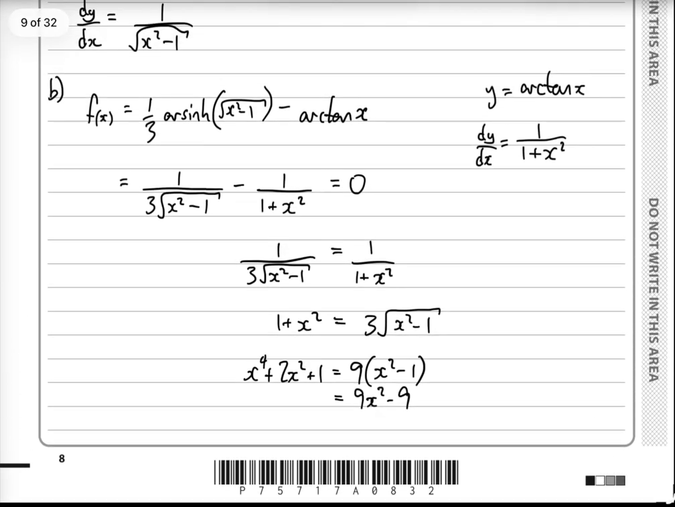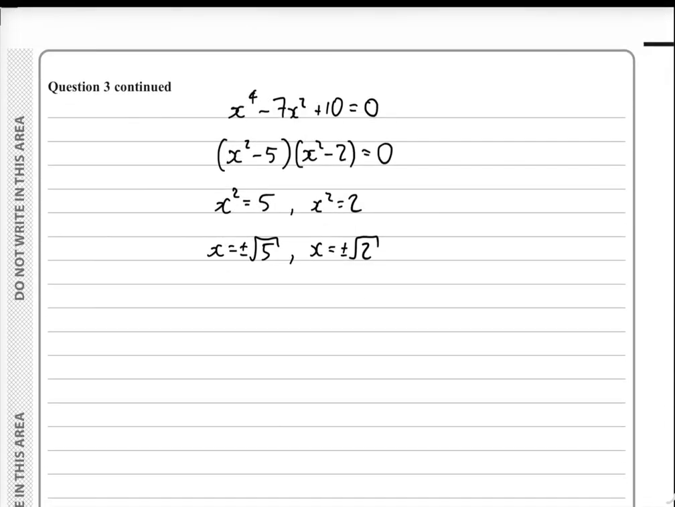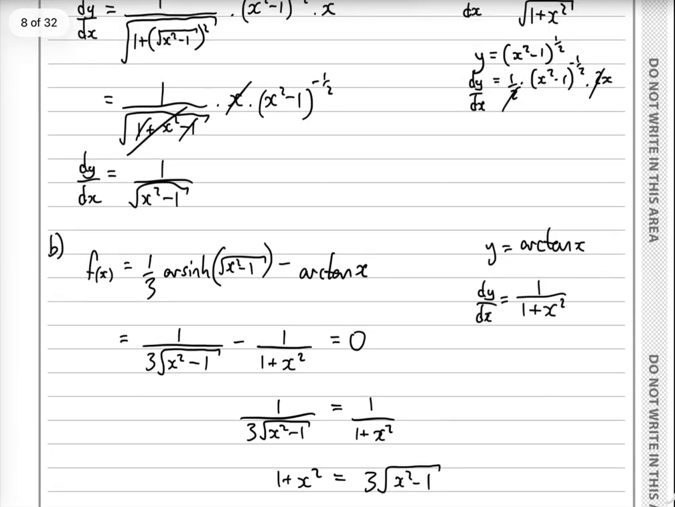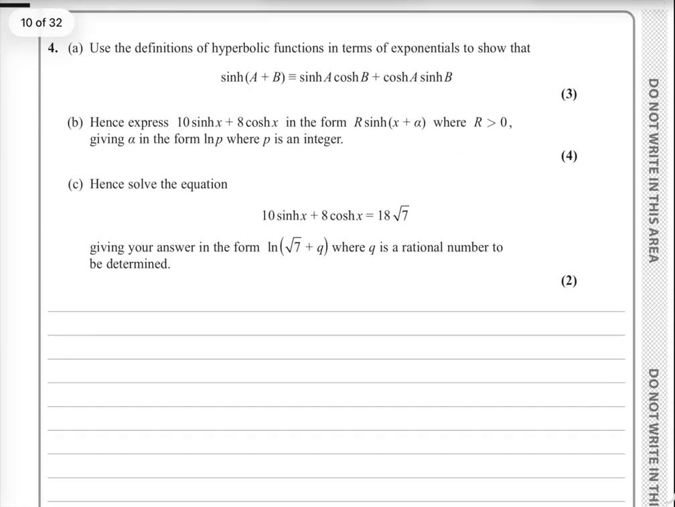Go back and double check if there were any limits on x. Yes, x had to be greater than 1. So both the positive values are, but neither of the negative values. So we've got root 5, root 2. And I think that was the end of question 3. On to question number 4.